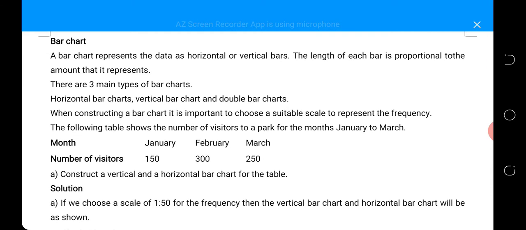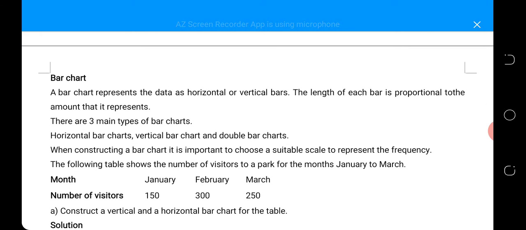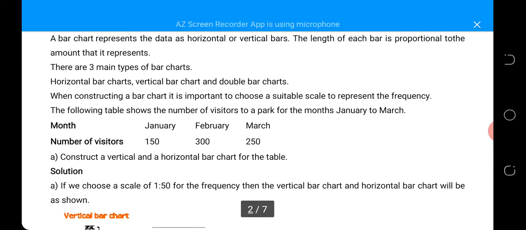Another way of graphical representation is through the use of bar charts. A bar chart represents the data as horizontal or vertical bars. The length of each bar is proportional to the amount that it represents. There are three main types of bar charts: horizontal bar charts, vertical bar charts, and double bar charts.